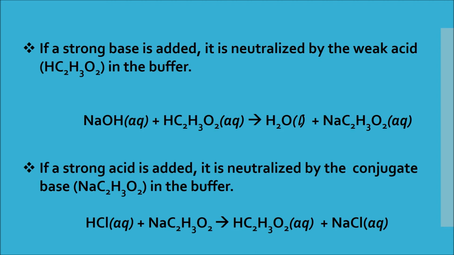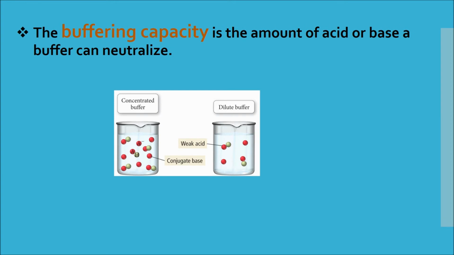And hence, the pH of the system is maintained whether you add acid or a base to the system. Now, a good buffer is able to neutralize moderate amounts of acid or base. However, there is a limit to how much can be added before the pH changes significantly. This is called the buffering capacity, and it is the amount of acid or base that a buffer can neutralize.